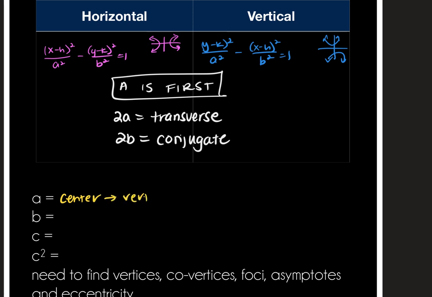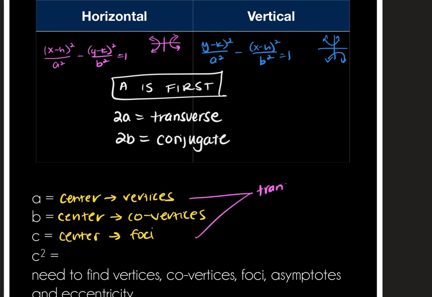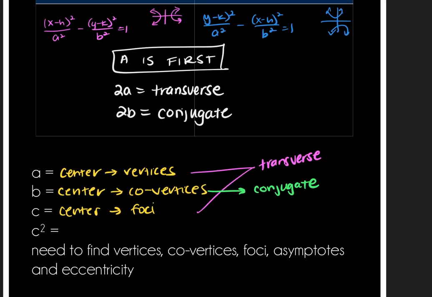Center, 2 vertices, center, 2 covertices, center, 2 foci. A and C are on the transverse axis, and b is on the conjugate axis. I think we said it on the last one, but we didn't write it out. And the other major difference is that c squared equals a squared plus b squared with a hyperbola.